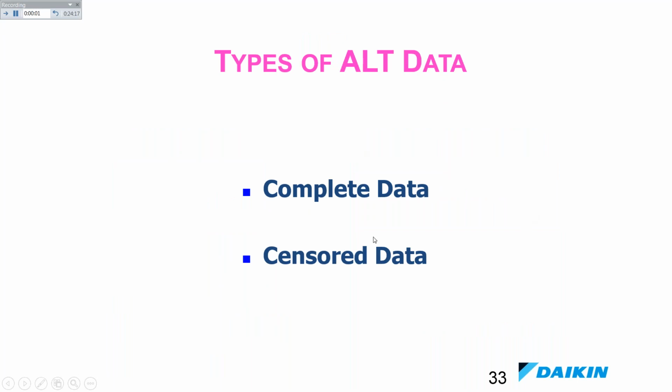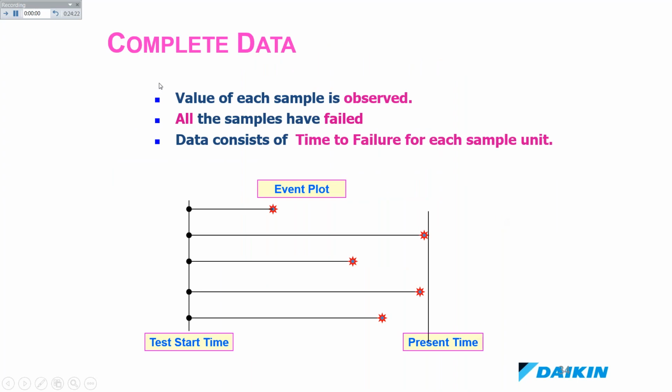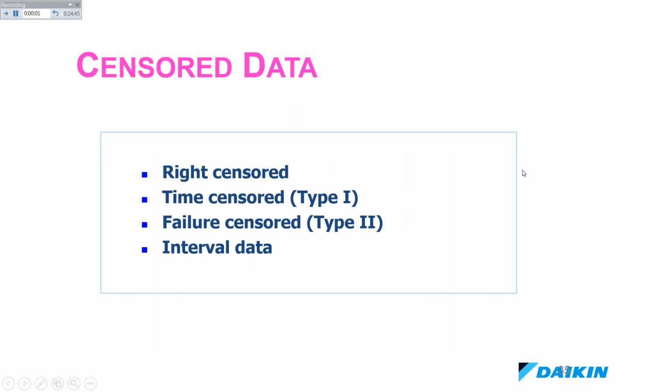The data will come in 2 categories called complete data and censored data. This is called an event plot. In this case, there are 5 samples, with start time, end time, and these are the failures. So complete data means every single one failed. That's a good situation to get, but in practice, it's not the same. A lot of times in reliability, we have to deal with censored data. They didn't fail. So there are 4 main categories of censored data.